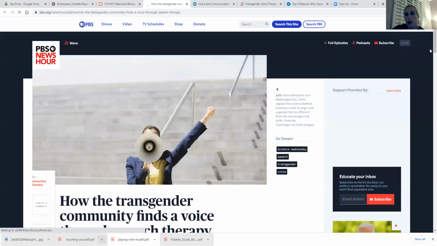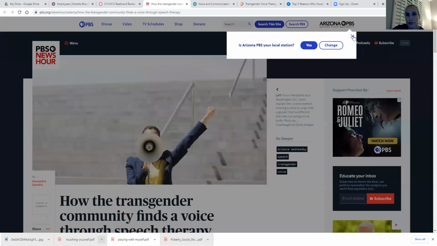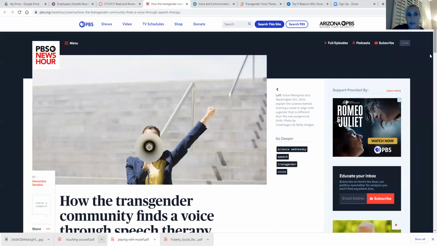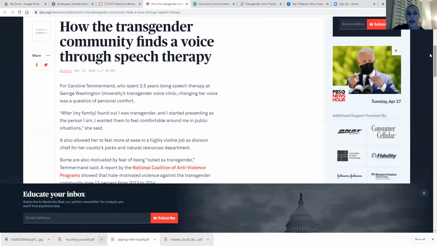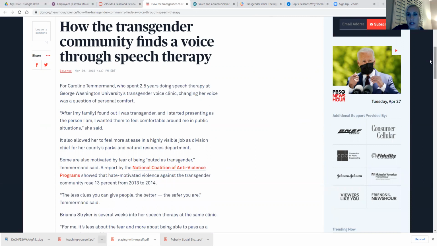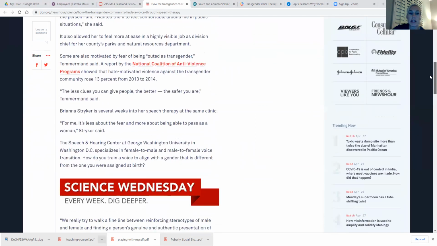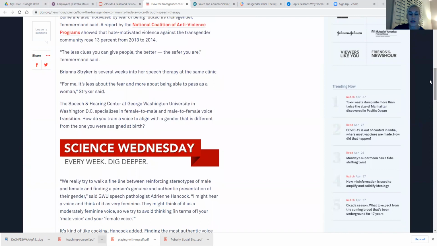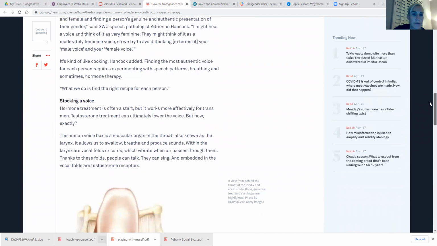And then kind of the other viewpoint is how the transgender community finds a voice through speech therapy. So what are their views on it? Is that something that's a need? What I am learning is it seems to be a need that they want. People who are transgender oftentimes do seek this out, but maybe in the past have had difficulty finding a therapist to work on those skills. So definitely some things that I found particularly interesting in this read, and I'm learning.